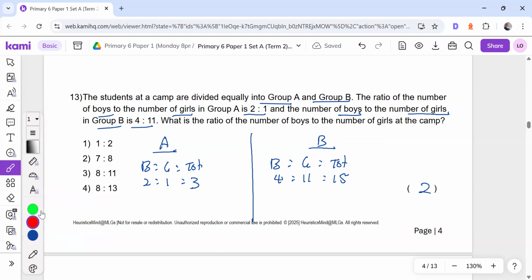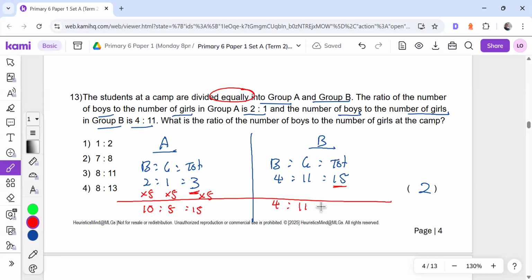What is the same? The students are divided equally, which means they have the same total. Equally, same total, but the numbers are different. So you will have to times 5 to make the total equal, and you will get 10 is to 5 is to 15. And then you have 4 to 11, no change for this ratio. Once you make the total the same, then they are one big ratio. And then you can get the answer.